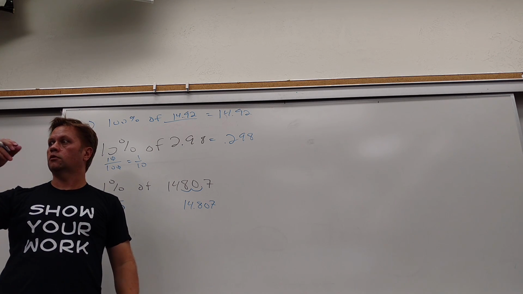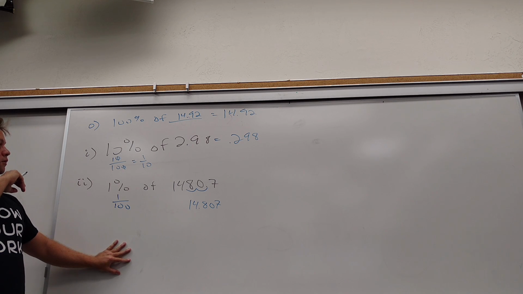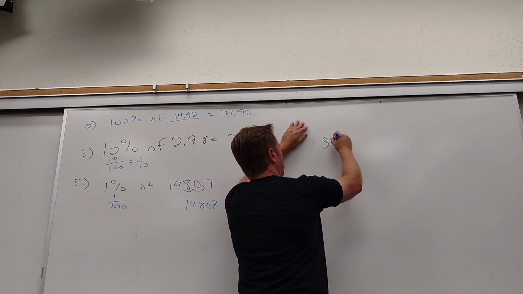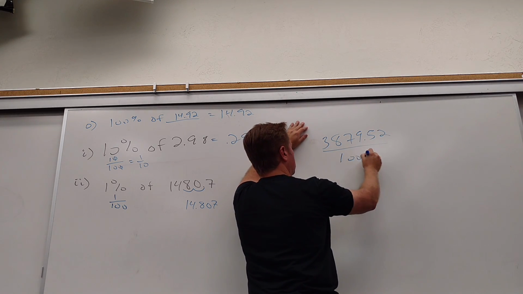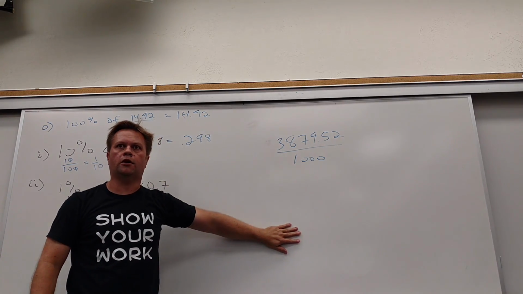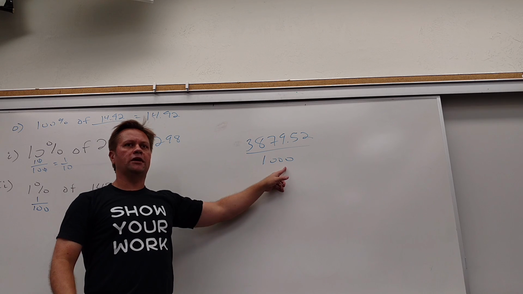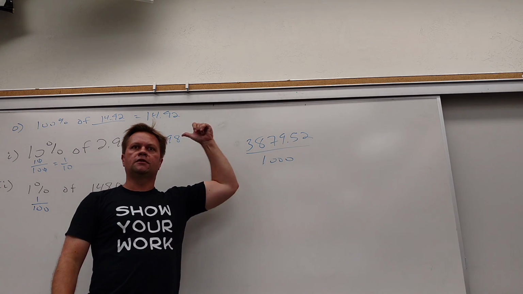Okay, so on the 10% we move back 1 because there's 1 zero, and on the 1% we move back twice because there's 2 zeros? Yes. So even more to the point here, 3879.52 divided by 1,000. You should not have to do any work here. How many zeros are in the bottom? 3. So when I divide, do I get bigger or smaller? So I'm going to move the decimal 3 places that way.